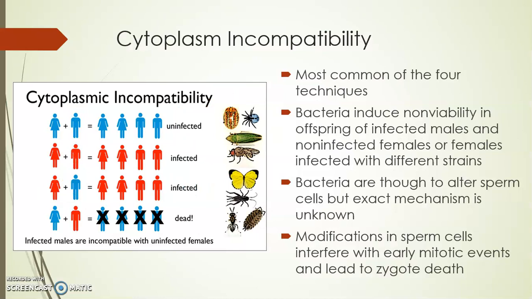The first one, cytoplasmic incompatibility, is the most common of the four techniques used. This is where bacteria induce non-viability in offspring of infected males and non-infected females, or females infected with a very different strain of the bacteria. It is thought that the bacteria in the testes induce alterations to sperm cells. A similar strain of the bacteria must be found in the egg cell to rescue the fertilized zygote from these modifications. If not, these modifications will interfere with early mitotic events and cause zygote death. The exact mechanism, however, is currently unknown.